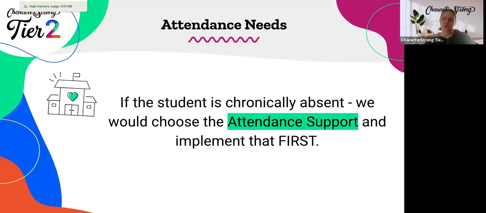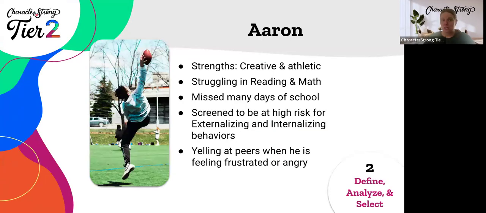So what I'm going to do is bring us through an example student to help demonstrate this, and we can talk about it. We are going to use Aaron as our example student. If you are at a tier 2 team, Aaron comes up at the tier 2 team meeting. What we know about Aaron is that Aaron is creative and athletic, is struggling academically. We're seeing some struggles in reading and in math. We might have access to Aaron's grades. Okay, we'll say that Aaron is our 10th grade student.